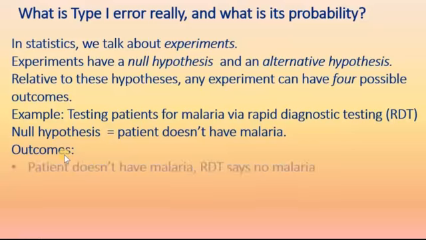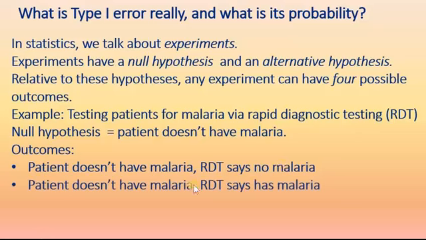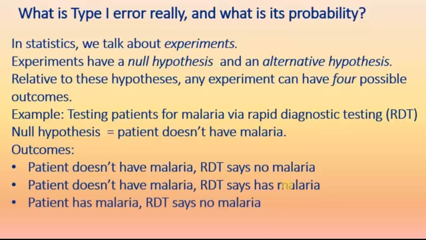What are the outcomes? Well, first outcome is that the patient doesn't have malaria, and RDT says the patient doesn't have malaria. So RDT has successfully cleared the patient of malaria. The second possible outcome is that the patient doesn't have malaria and RDT says the patient has malaria. Now this happens sometimes because RDT is not a perfect test. The third possible outcome is that the patient has malaria and RDT says no malaria. This is bad, because then the patient would go untreated. So again, RDT is not perfect, so this is going to happen sometimes.